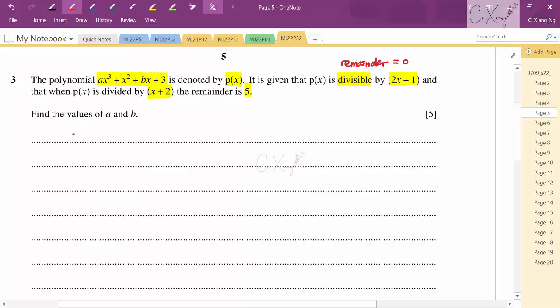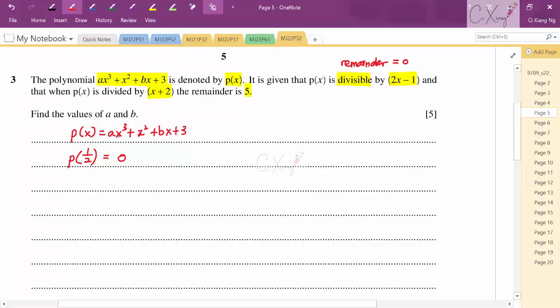Okay, so first of all, we know that p(x) is given as ax cubed plus x squared plus bx plus 3. The first piece of information I have is that p(x) is divisible by 2x minus 1, where 2x minus 1 is a factor. Which means that if I substitute the value half into the polynomial, I will get 0 because there's no remainder. The remainder equals 0, according to the factor theorem.